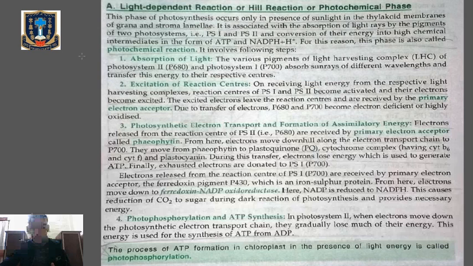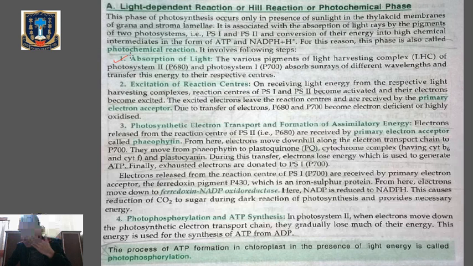So let's see the first step, that is absorption of light. So here the light harvesting complex of both PS2 and PS1 will absorb the light. The various pigments of light harvesting complex, LHC, of PS2 and PS1. Now I'm telling the terms PS2 and PS1. PS2 means photosystem 2 and PS1 means photosystem 1. So PS2 is also called P680 and PS1 is called P700.